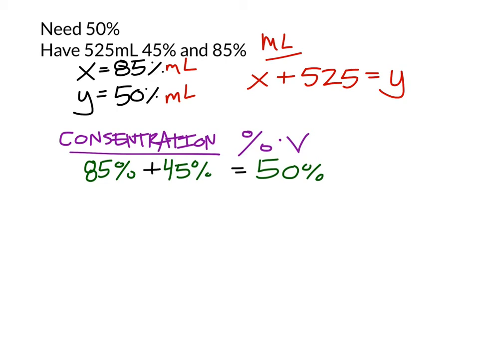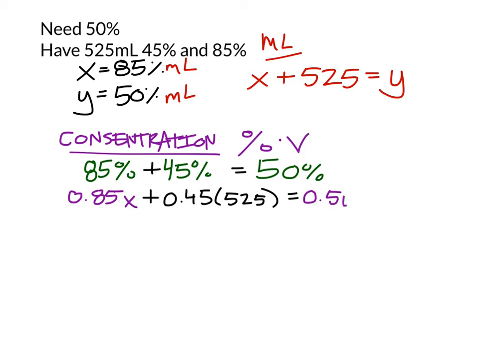So now remember, I'm taking the percentage and multiplying it by the volume that we have. And right now I've got the percentage of 85%, which is 0.85. And its volume, we said, was X. Then I'm going to add that to my 45% volume, which I have, right? I know the percentage is 45% just as a decimal. And I know my volume of that is 525. Now this equals my 50% volume, percentage, whatever. So I got 50% times its volume, Y.